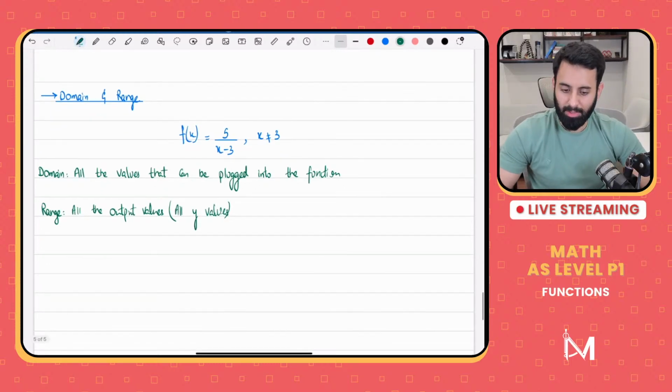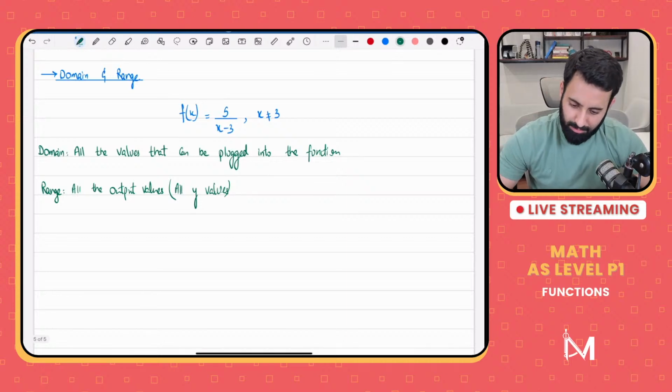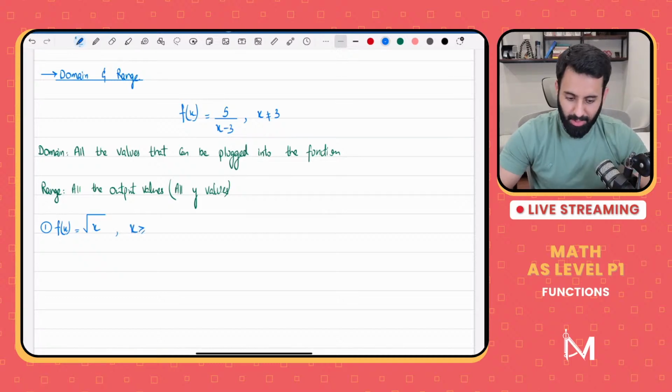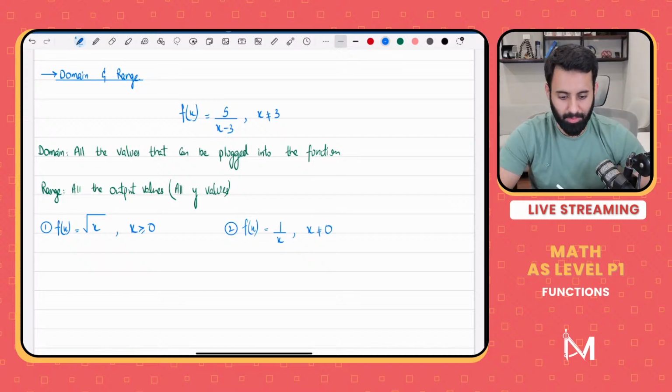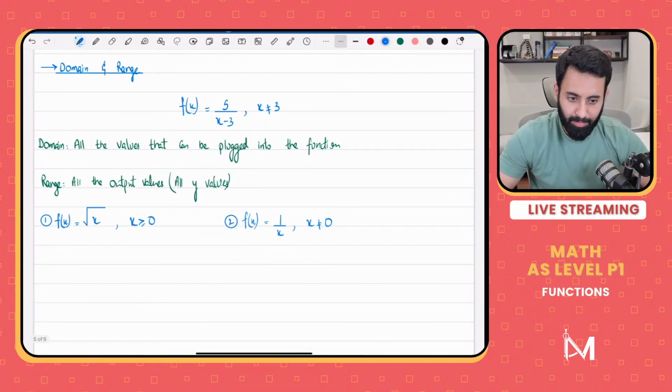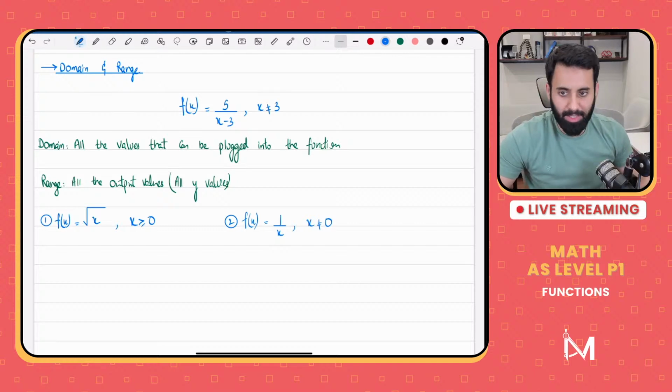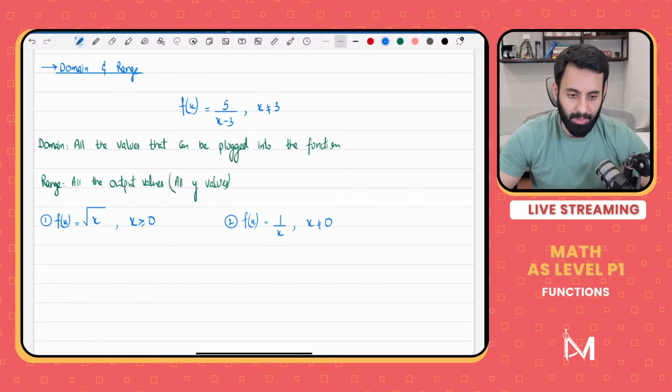Now, there are some functions which naturally have a domain, as in naturally there is some value of x that you cannot plug in. Like, for example, if you have f of x is equal to root x, we know that in order to keep this function alive, the value of x must be greater than or equal to 0. Let's say you have f of x equal to 1 upon x. That means to keep this function alive, x must not be equal to 0. So these are basically the idea behind domain. The idea behind domain is to plug in a value which keeps the function alive.